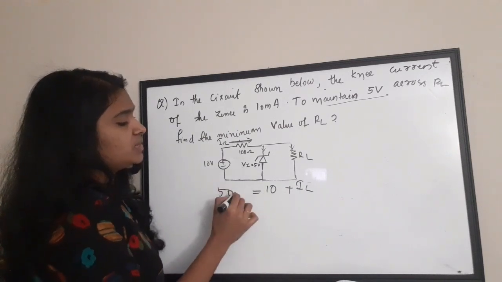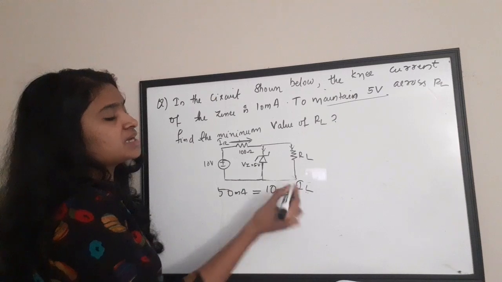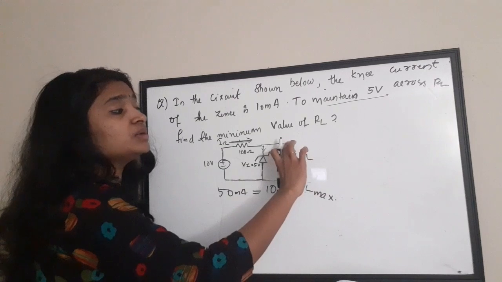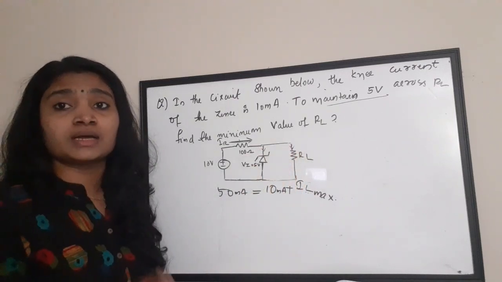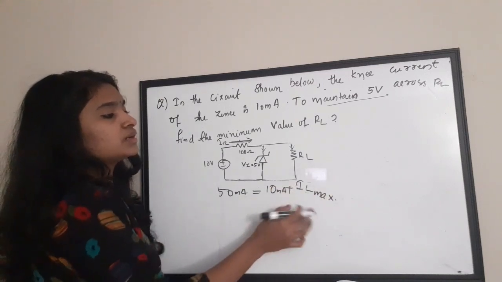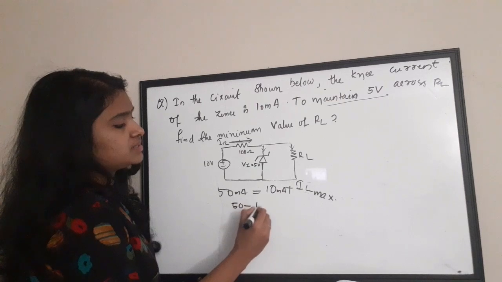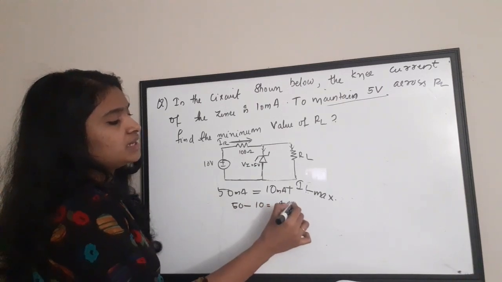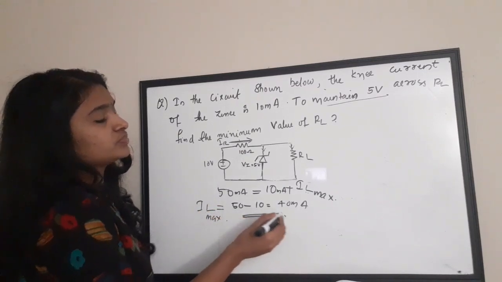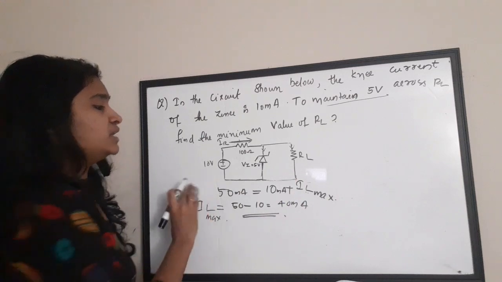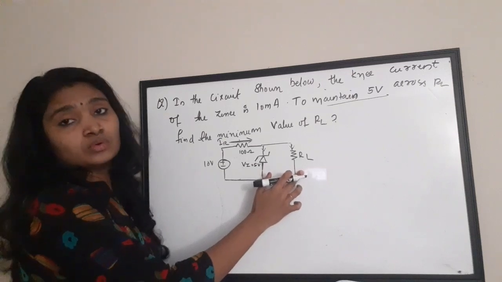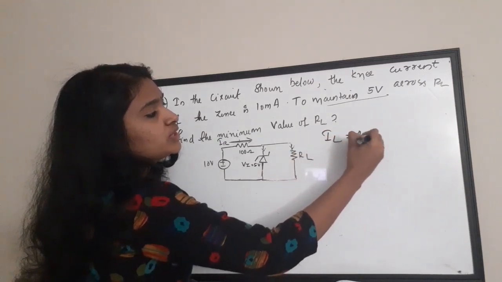IR value we have obtained as 50 milliampere. So, 50 milliampere is equal to 10 milliampere plus IL maximum we are talking about, because we need to find the minimum resistor. If resistor is minimum, current will be maximum, because they follow an inverse proportionality. So IL will be 50 minus 10, which is equal to 40 milliampere, the value of IL maximum. Now we have obtained the value of current through this load.